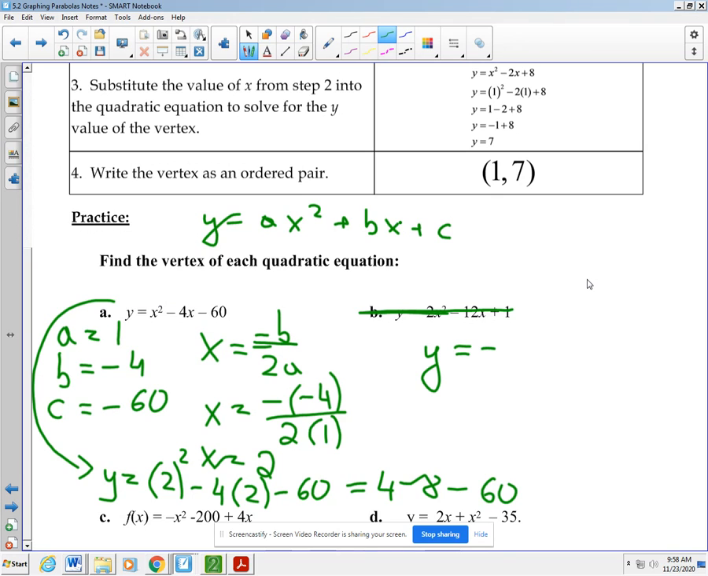So your final answer should be written as an ordered pair. x was equal to 2, y is equal to negative 64. So the vertex will be 2 comma negative 64. Okay? And you can always check this using desmos.com, and the answer should be 2 comma negative 64. In other words, that's the turning point.